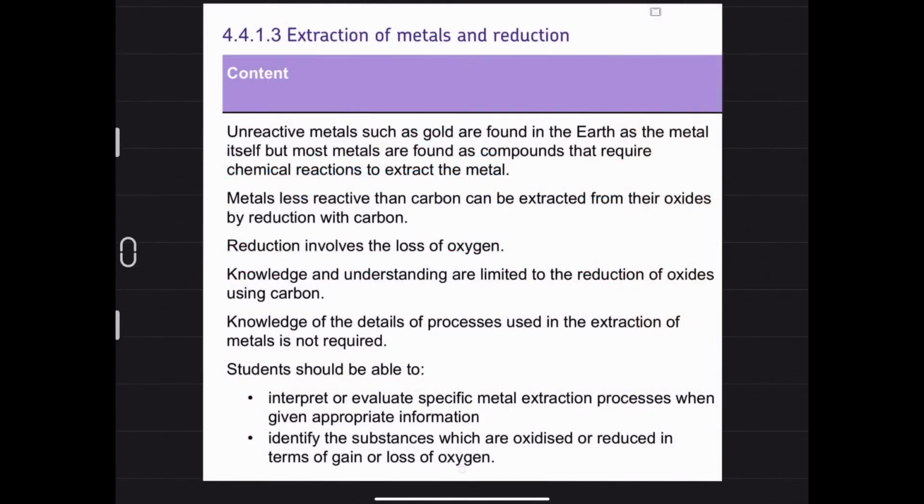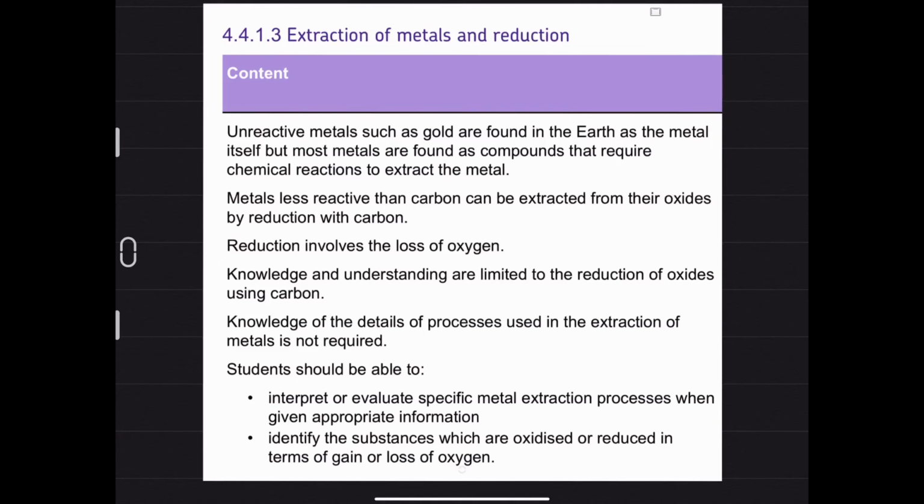In terms of what your examiner is expecting you to know, this is from your specification. So when it comes to extraction of metals, you are expected to know that unreactive metals such as gold are found in the earth as the metal itself, i.e.